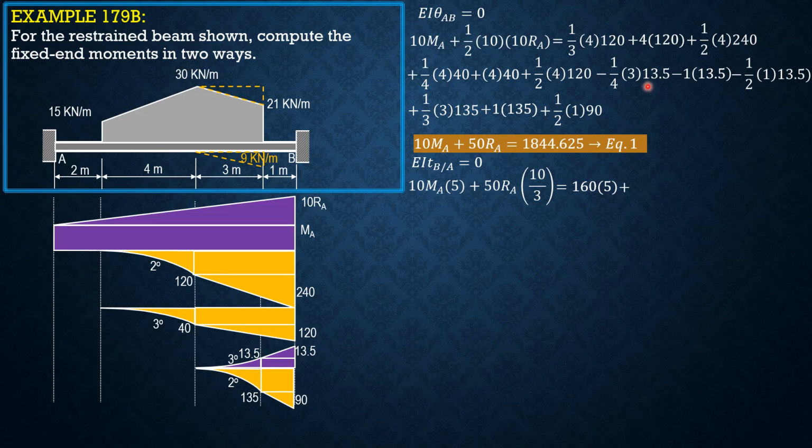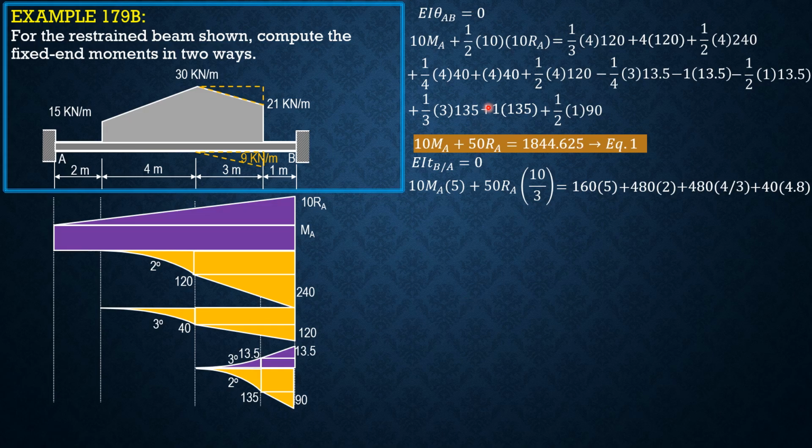For the rectangle, 4 times 20, 480. Moment arm is 2. This is also 480 for the triangle, and the moment arm is 4/3. 480 times 4/3. For this third degree curve, the area is 1/4 of 4 times 40, or simply 40. The distance of its centroid from here is 4/5, or 0.8 plus 4, so 4.8. So plus 40 times 4.8.